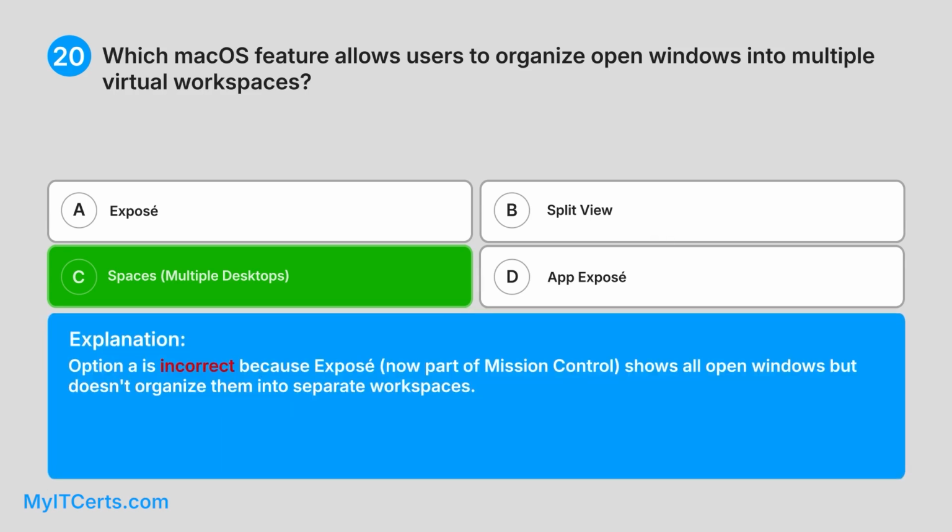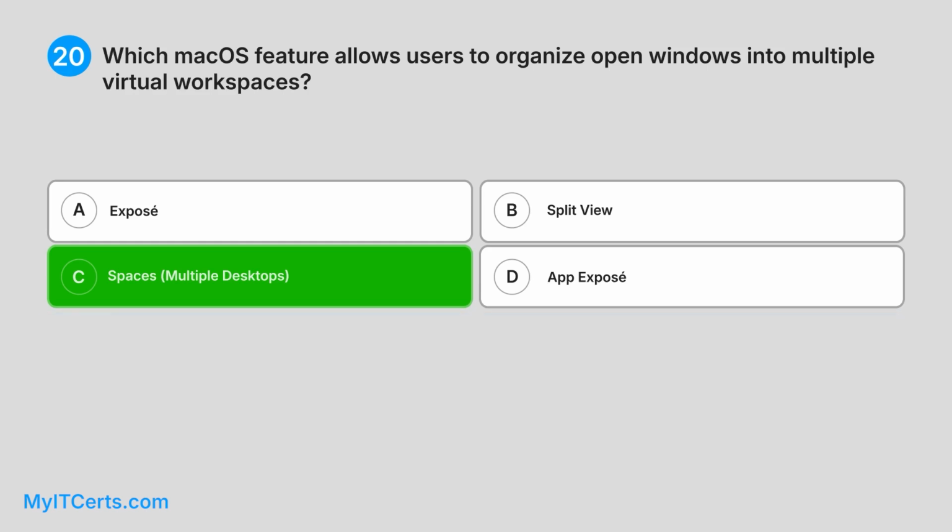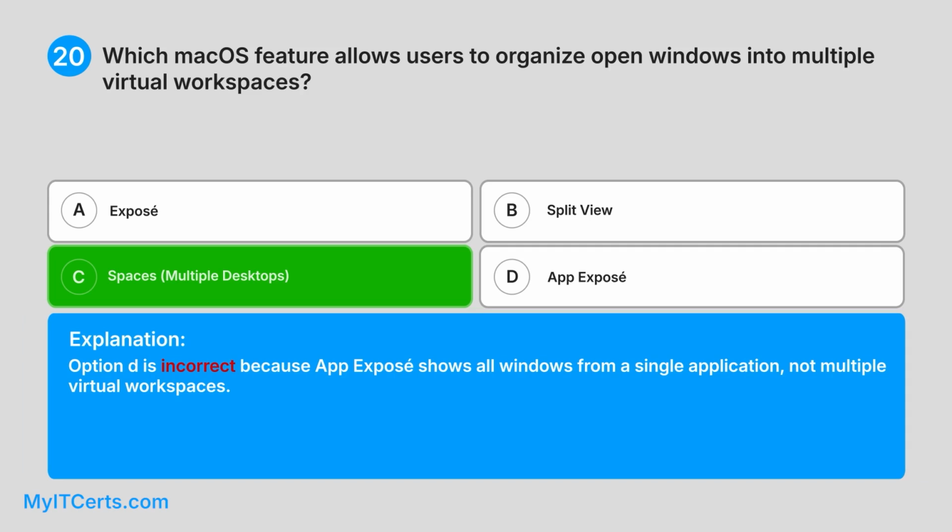Option A, Expose, is incorrect because Expose, now part of Mission Control, shows all open windows, but doesn't organize them into separate workspaces. Option B, Split View, is incorrect because Split View allows two applications to share the screen in full screen mode, not create multiple workspaces. Option D, App Expose, is incorrect because App Expose shows all windows from a single application, not multiple virtual workspaces.